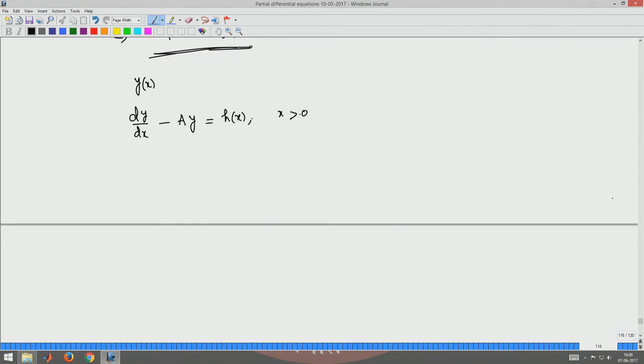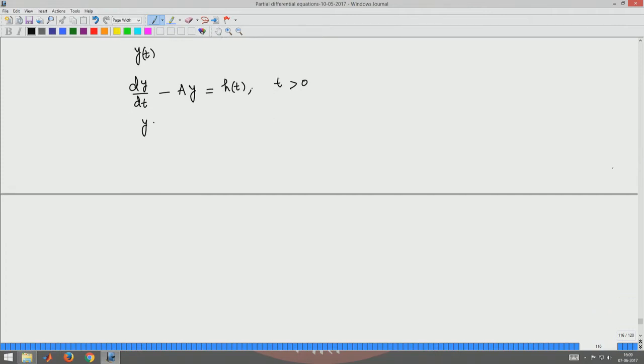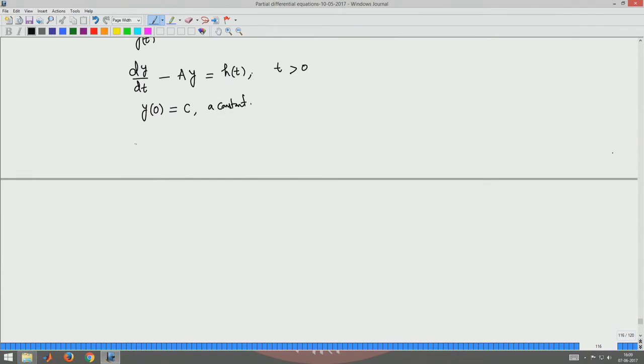Let us say x is positive. If you want, t is a time, so you can have t positive. Initially, at t equal to 0, you have some constant, let us say c, a constant. So, what is the solution here? How do we find the solution for this ordinary differential equation? Consider this ODE with the initial data, the initial condition.